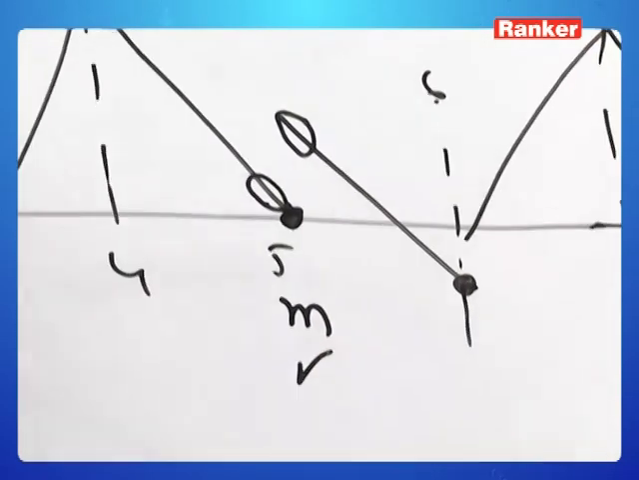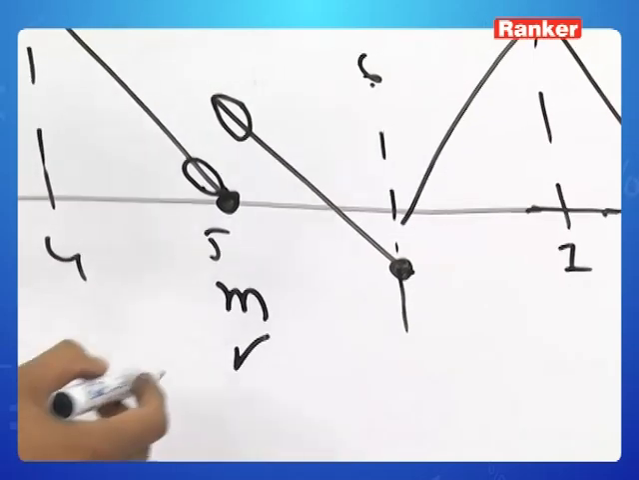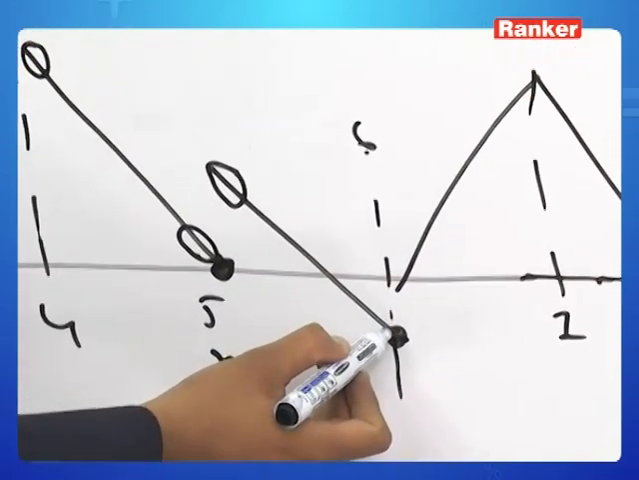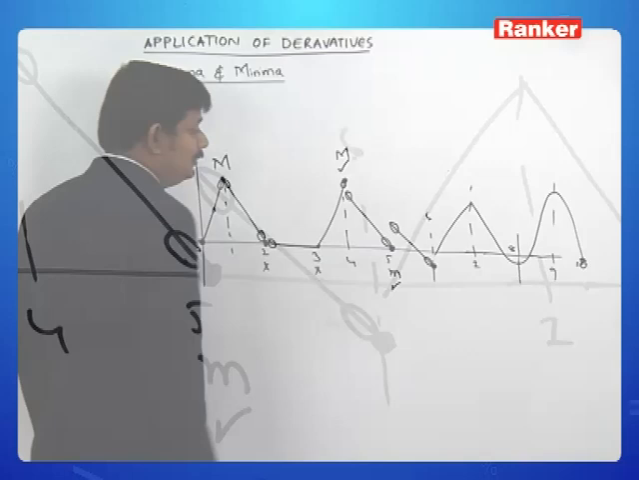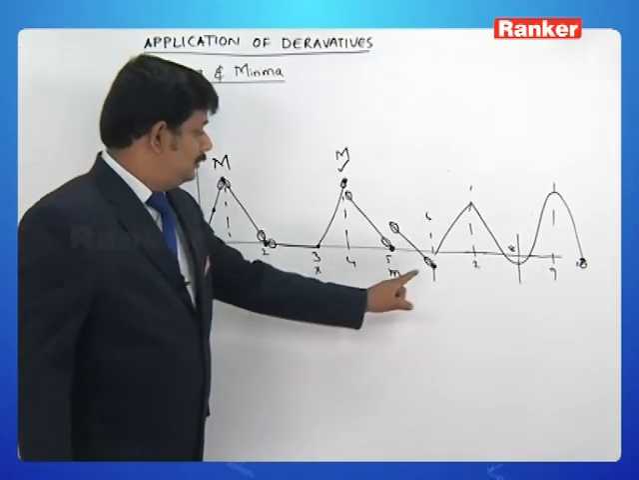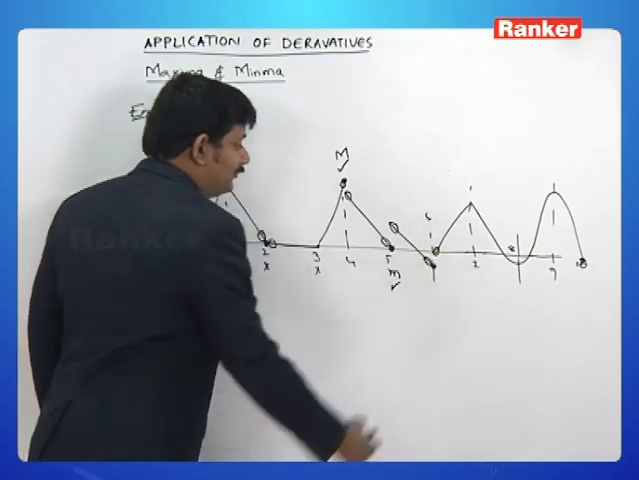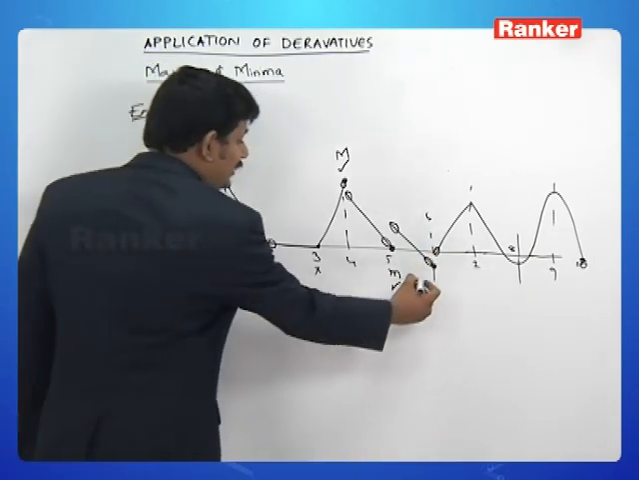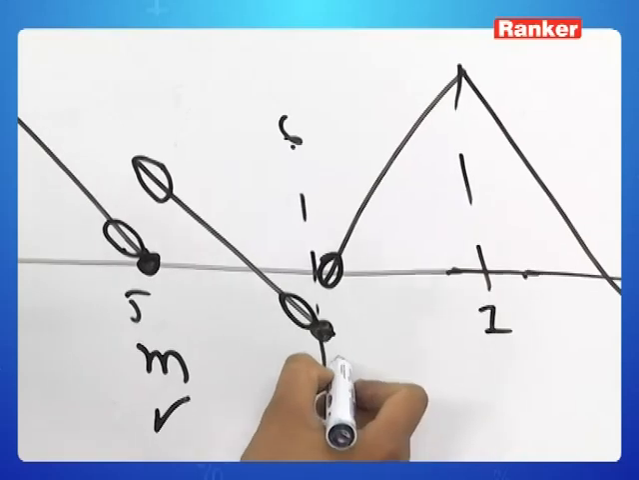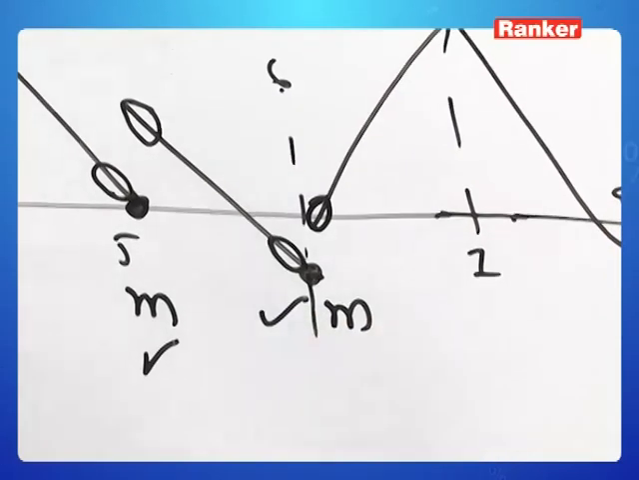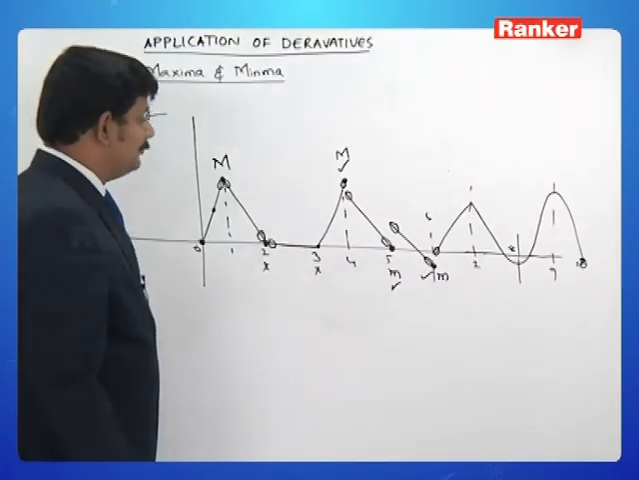Let us look at 6. The left side values are more than f of 6 and right side values are also more than f of 6. So this point qualifies to be a local minima. So 6 is also a point of local minima.